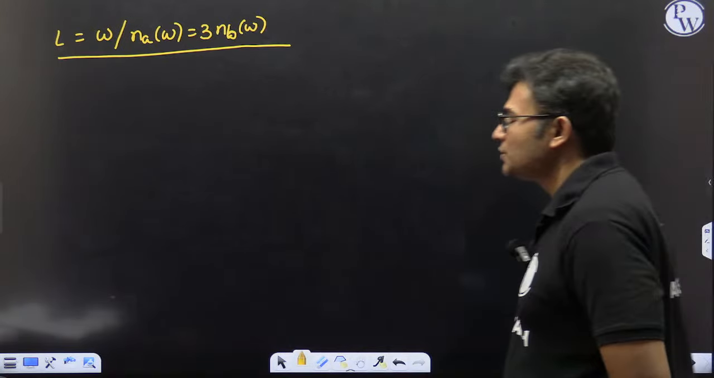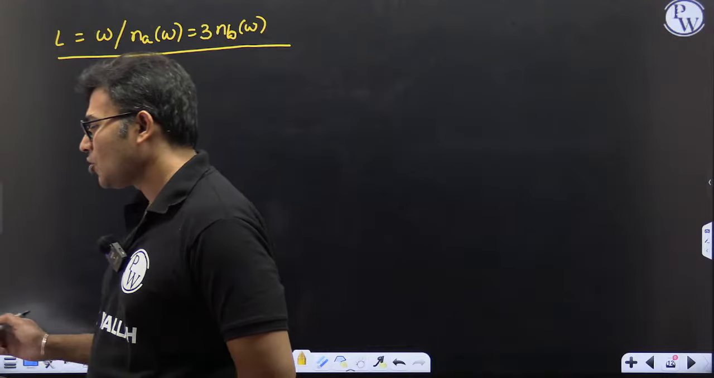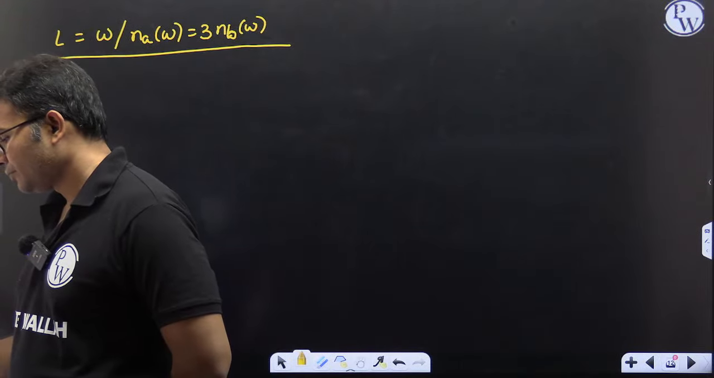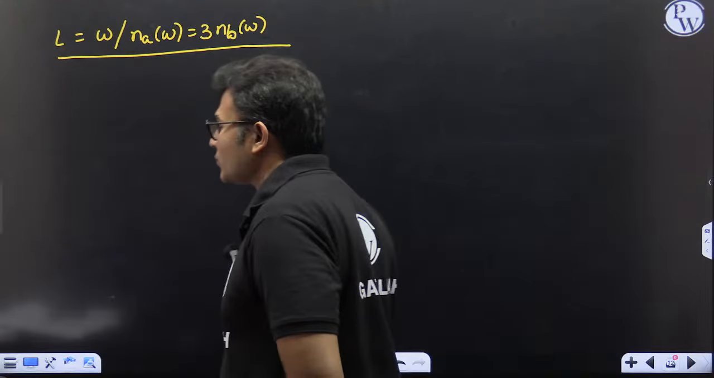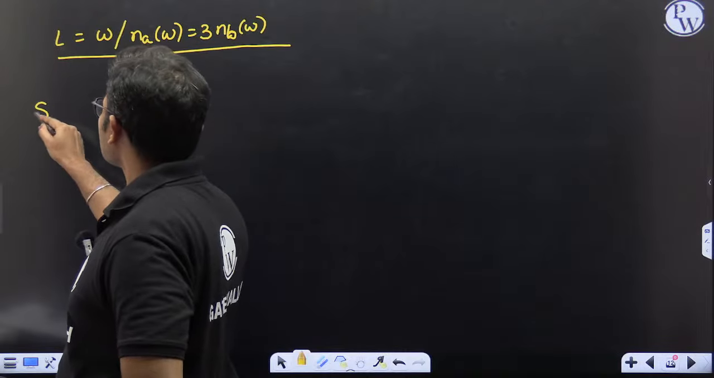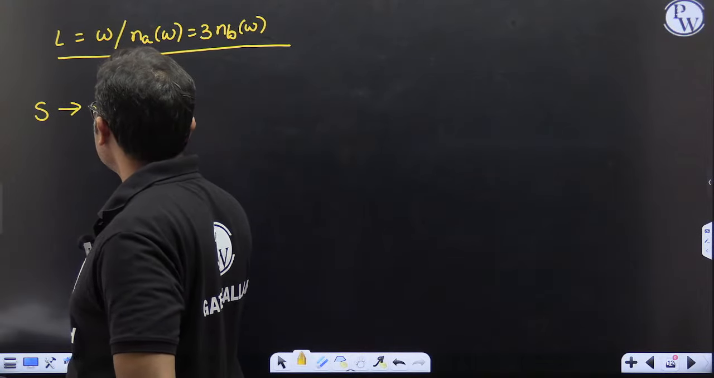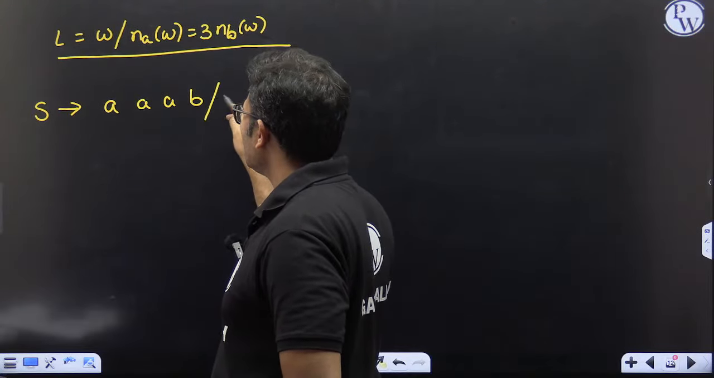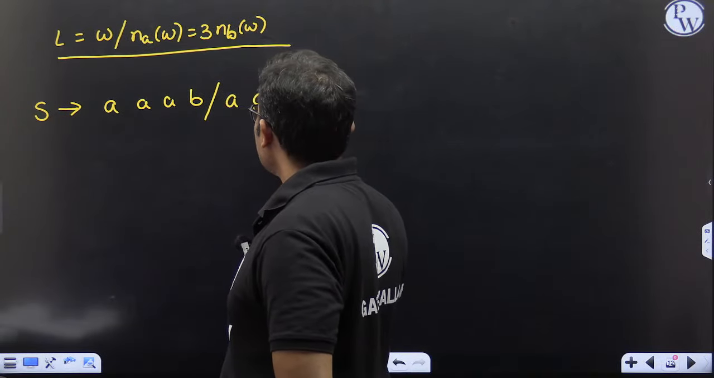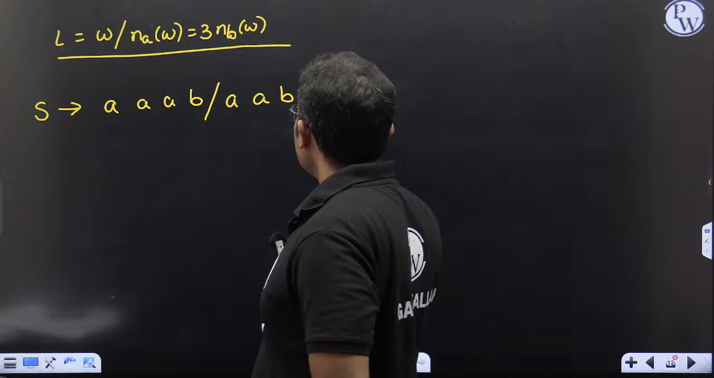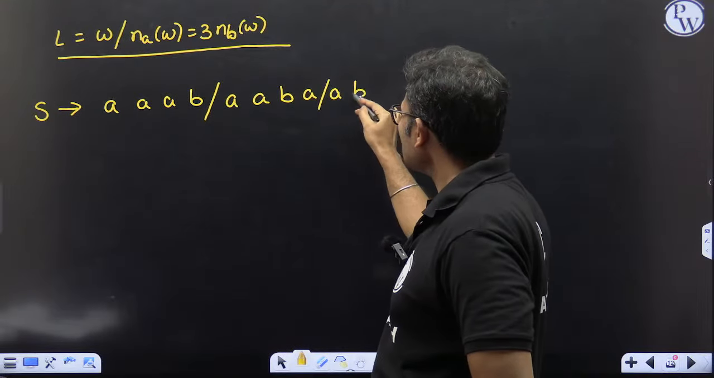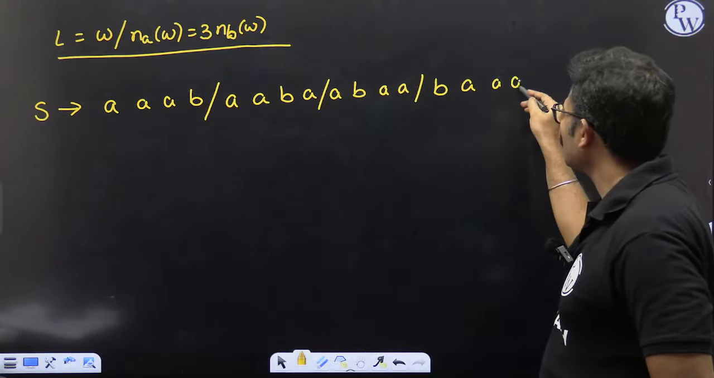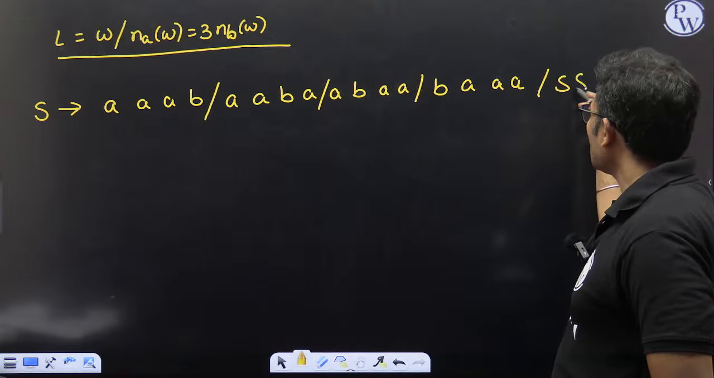Okay. So use the same method. You take the smallest strings. Yeah, Adesh, you are right. What are the smallest strings? S derives, the number of A's should be equal to thrice the number of B's: AAAB, or AABA, or ABAA, or BAAA, or SS or epsilon.